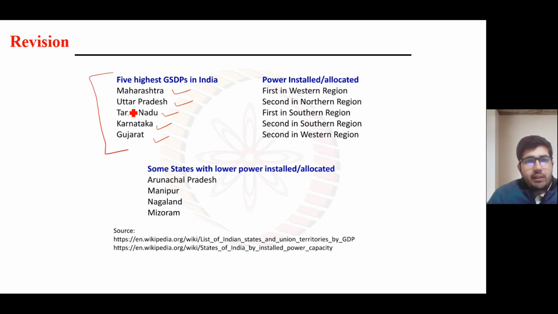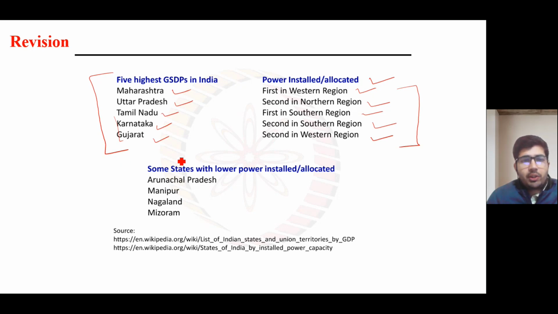You can see that Maharashtra has the highest power installed or allocated capacity, first in the Western region. UP is second in the northern region, Tamil Nadu first in the southern region, Karnataka second in the southern region, and Gujarat second in the western region. So here we can directly see that as the power is more, GDP is also more.